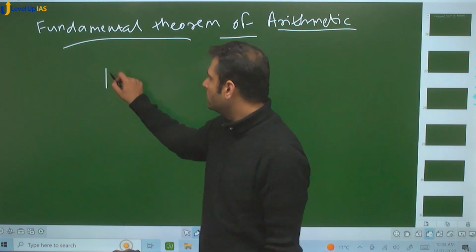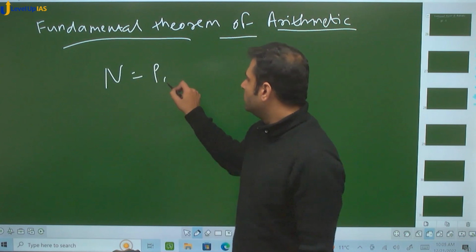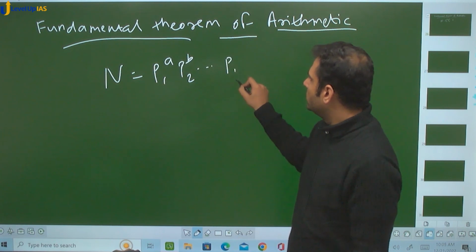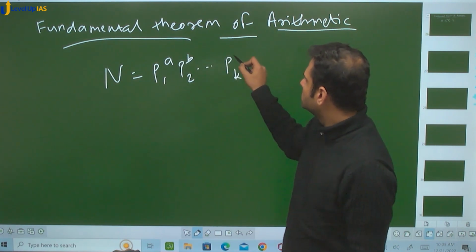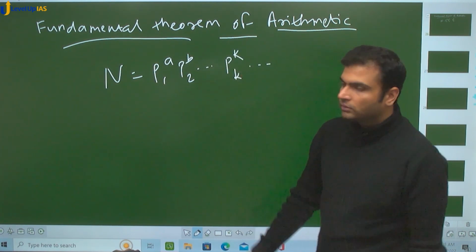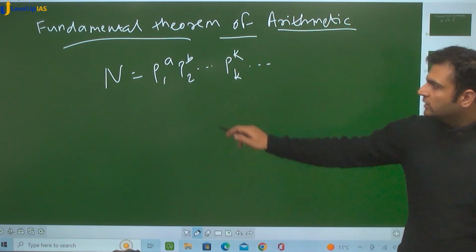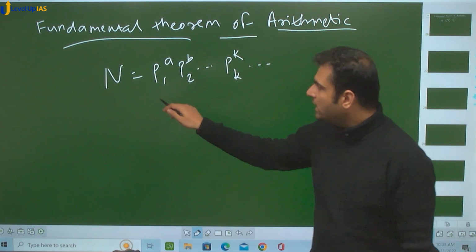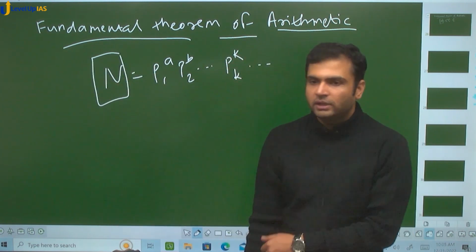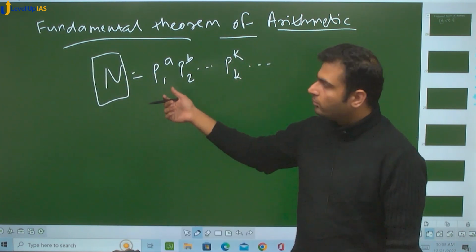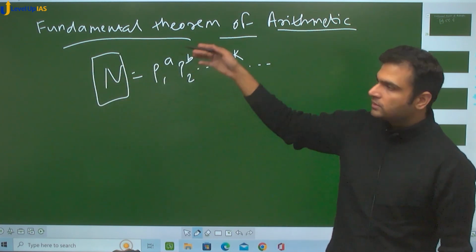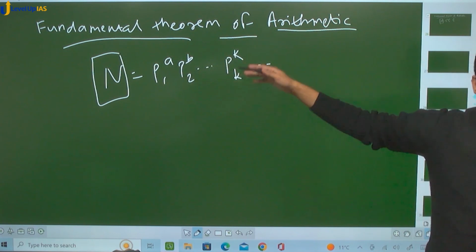So any number can be written as p1 raised to a, p2 raised to b, and so on, up to pk raised to k. These p1, p2 are prime numbers and these are the powers. Any natural number is itself a prime, or if it is not a prime, then it can be written as a product of powers of prime numbers.